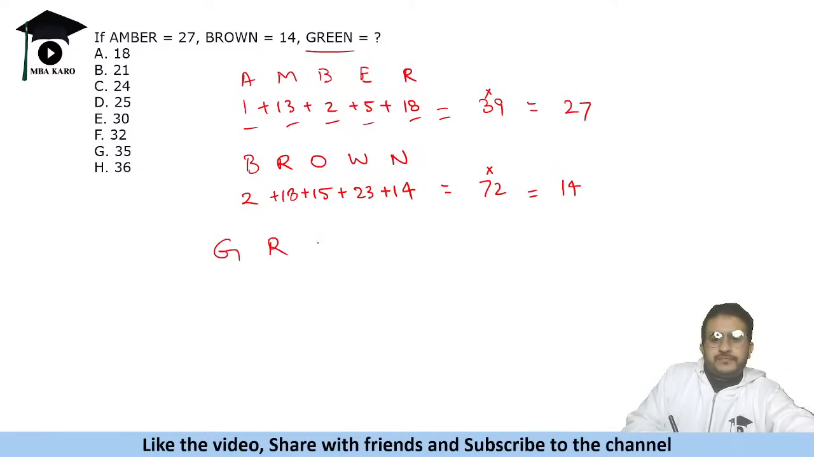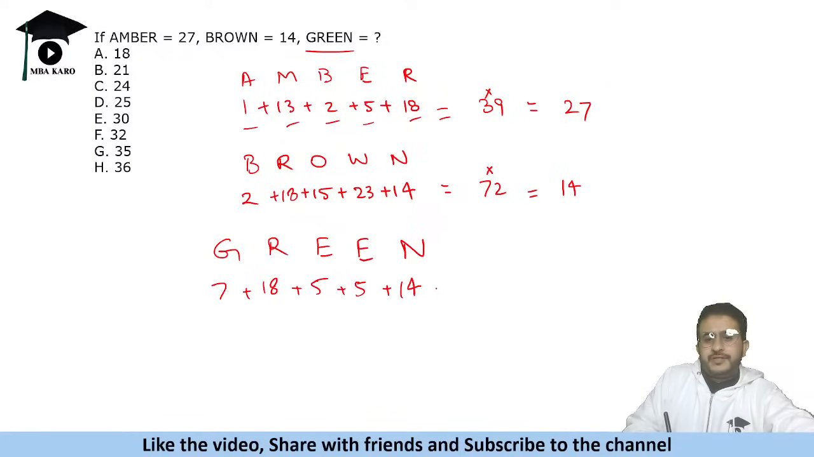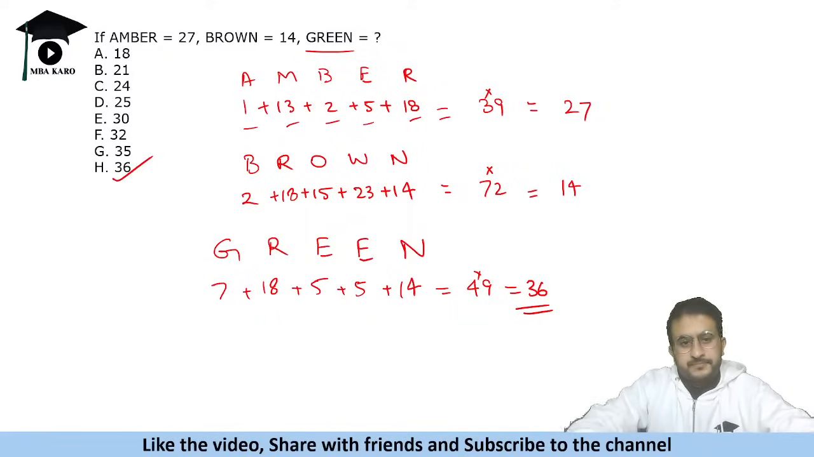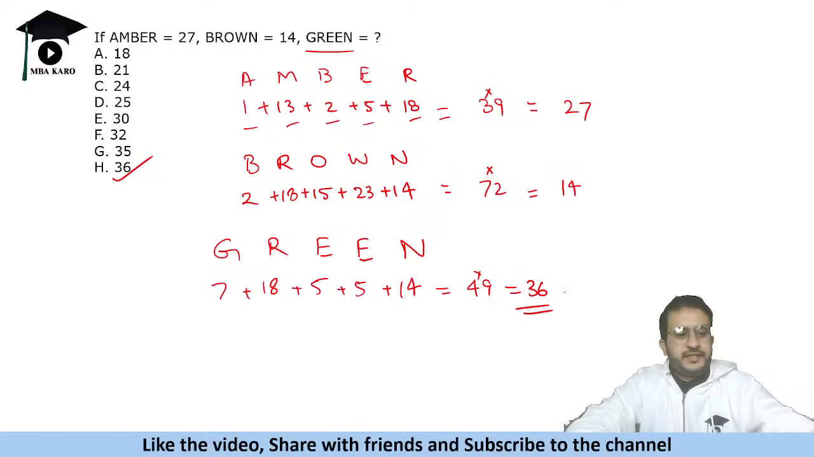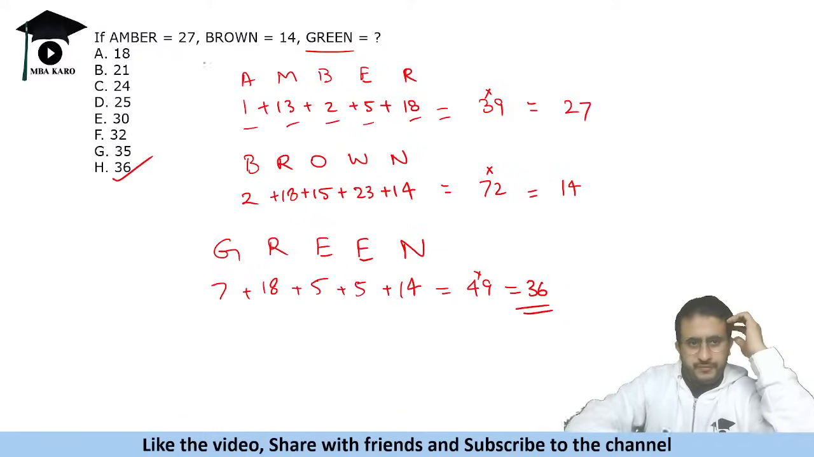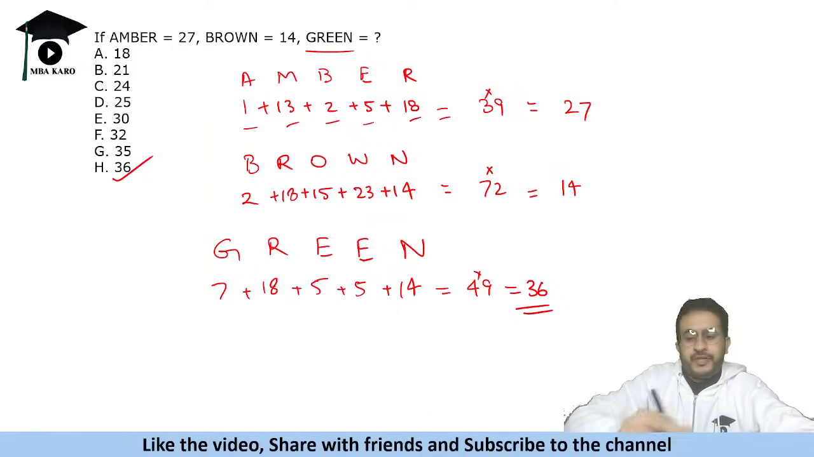So green, 25 plus 10, 35 plus 14, 49. So 4 into 9. The code is going to be 36. So in this divergent and convergent thinking, they test your reasoning ability through different dimensions. It could be some of the order of the letters, right? It could be product of them or anything.